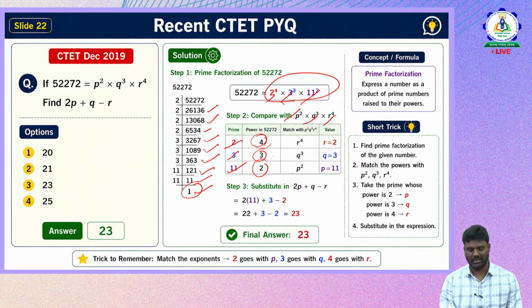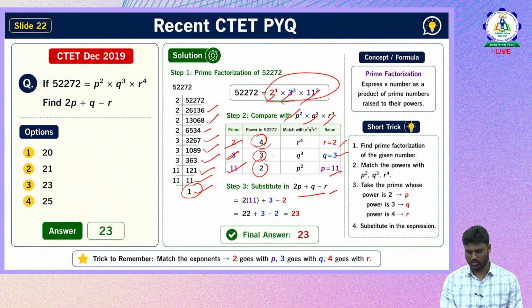Okay, so therefore we are considering these p, q, r values like this. Now r is equal to 2, q is equal to 3, p is equal to 11. Okay, r is equal to 2, q is equal to 3, p is equal to 11. Now what we have to do is substitute the p, q, r values. So what we need to identify finally? 2p plus q minus r. Okay, so now substitute the values in this.